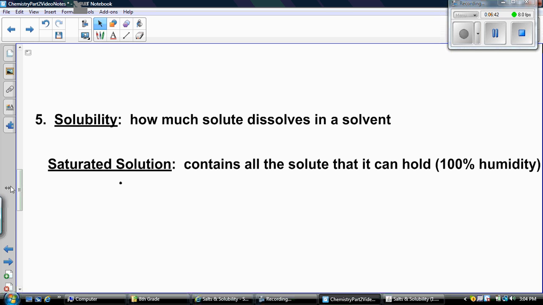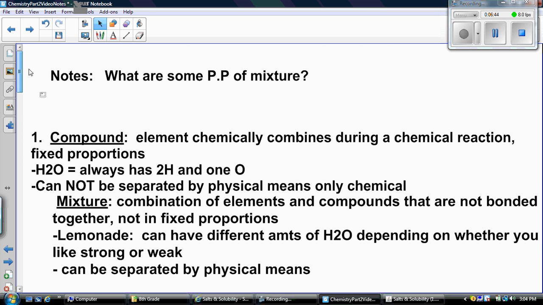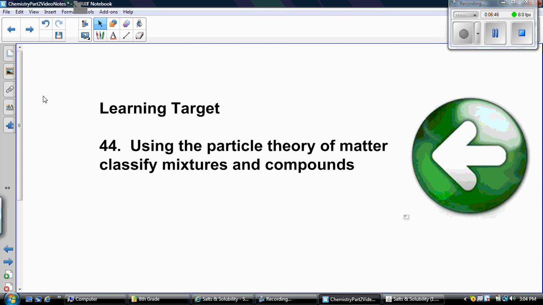Okay, so that is a review, because we have covered these terms before in 6th grade. That's a review of mixtures versus compounds. And remember, the particle theory of matter talks about whether matter can be separated or not, whether it's a pure substance or not. Remember, compounds and elements are pure substances. You can't break them down. Mixtures can be broken down.